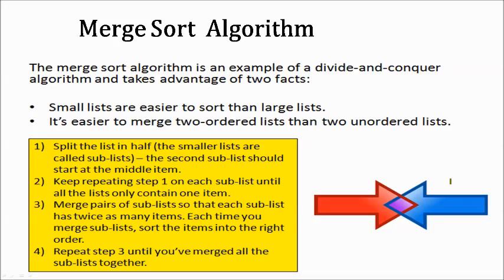Step 1, split the list in half. Keep repeating step 1 on each sublist until all the lists only contain one item. Merge pairs of sublists so that each sublist has twice as many items. Each time you merge sublists, sort the items into the right order. Repeat step 3 until you've merged all the sublists together. We're going to apply these steps on the given example.